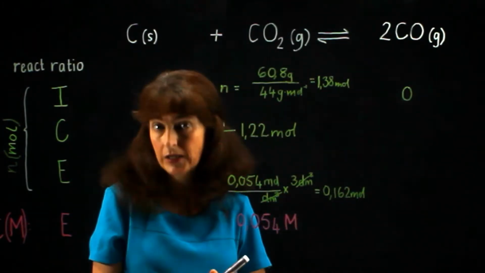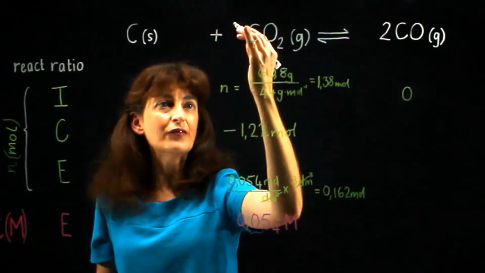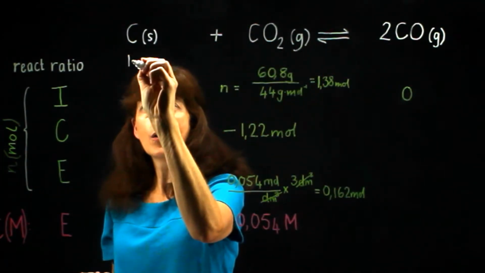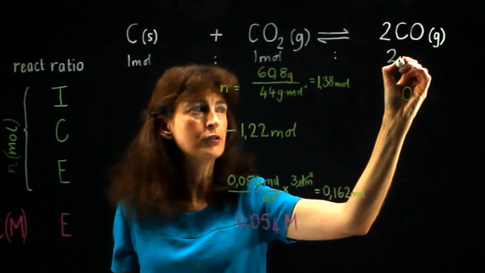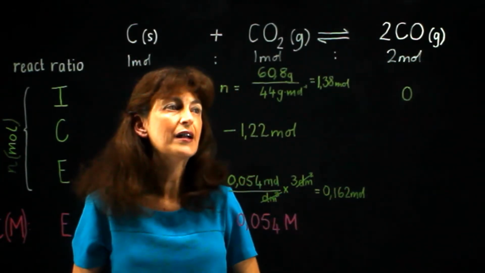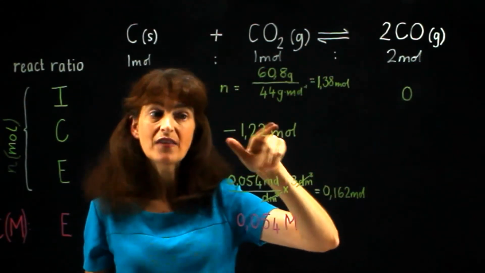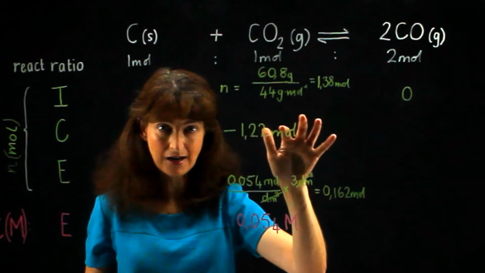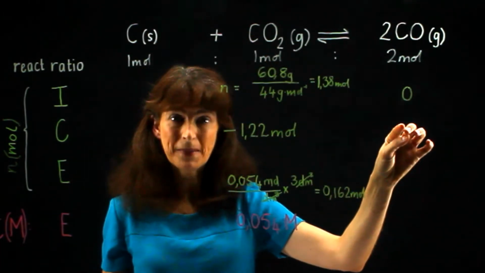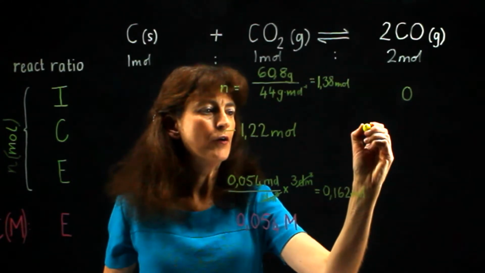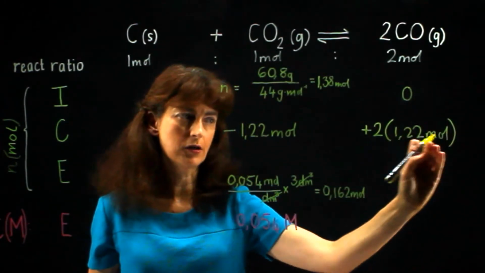To help us figure that out, we have to know the reaction ratio in this equation. And that is extremely easy to see because it's simply given by the coefficients in the balanced equation. 1 mole of carbon reacts with every 1 mole of carbon dioxide to produce 2 moles of carbon monoxide. So that means that twice as many moles of carbon monoxide are produced as carbon dioxide that reacts. And we know that this is how much carbon dioxide reacted, so twice as many moles of that was produced. This is a minus because it's a reactant. This is going to be a plus because it's a product that's being produced. So we know that 2 times 1,22 moles of carbon monoxide was produced.